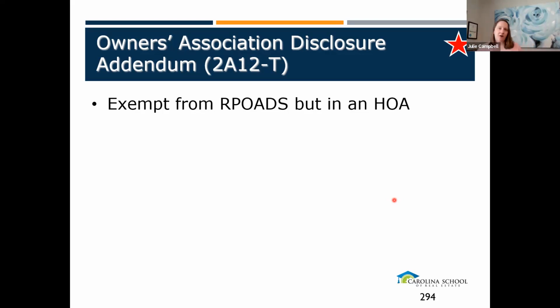So if the RPOs is required, we don't need the Owners Association disclosure. However, if the RPOs is not required and the property's in an HOA, we still need to disclose the HOA information, and that's what this does. The number one reason why the RPOs would be exempt is new construction or a never before lived in dwelling. So if nobody's ever occupied it, it's considered new construction and it's exempt under the RPOs. Questions on this one?